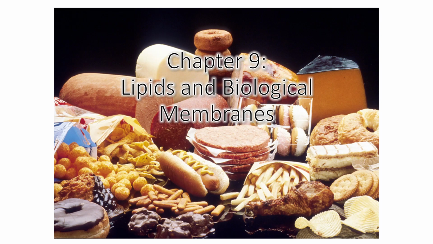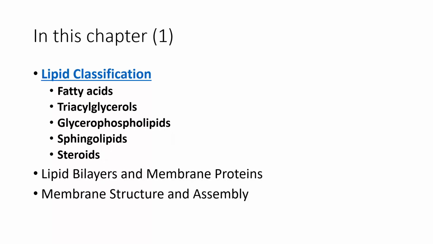All right, welcome to Chapter 9. This chapter is all about lipids and the roles that they play in biological membranes. So in this particular lecture, we're going to start by talking all about lipid classification. Among the different classes of lipids, we're going to discuss fatty acids, triacylglycerols, glycerophospholipids, sphingolipids, and steroids. In future lectures, we will be discussing lipid bilayers and membrane proteins, as well as membrane structure and assembly, which are really important roles within a cell that lipids are playing.